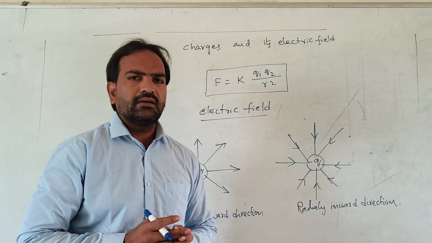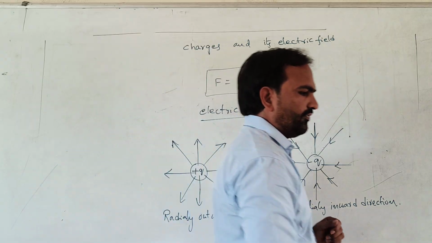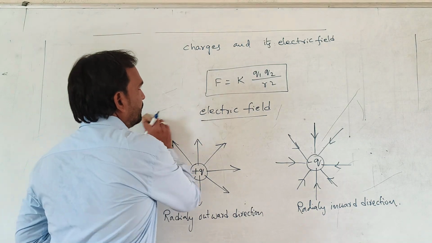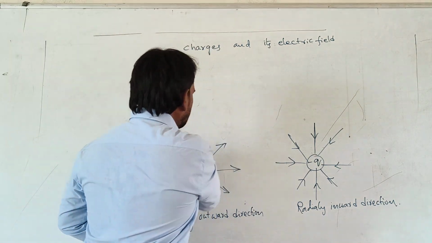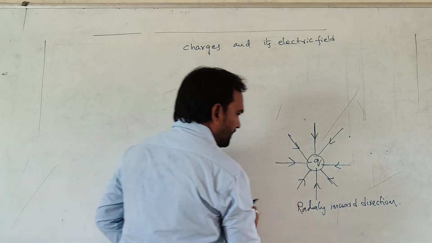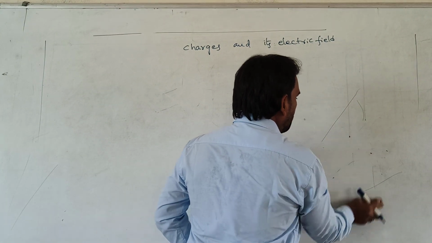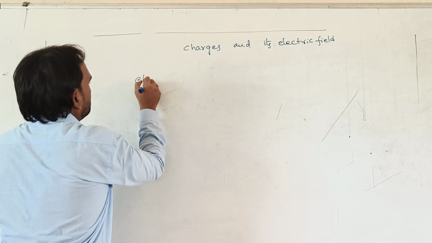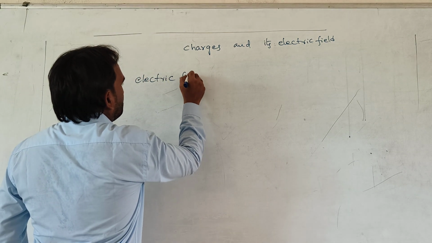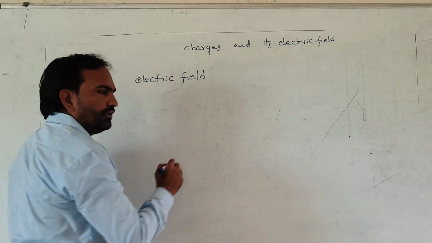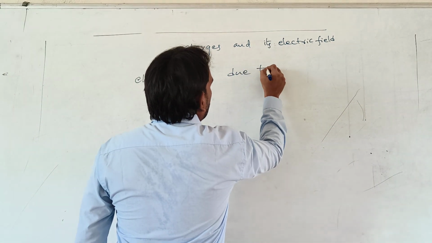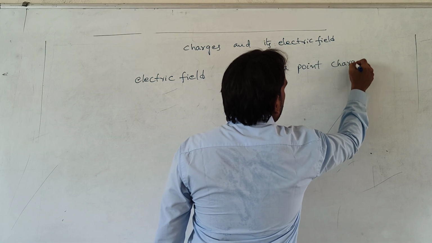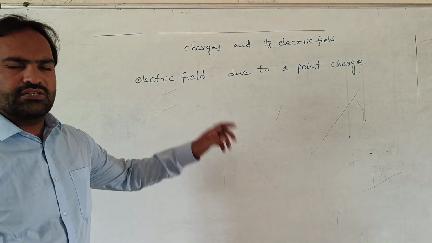Clear? Next we are going to discuss the electric field. Find the electric field intensity due to a point charge. So this concept is here: electric field due to a point charge.